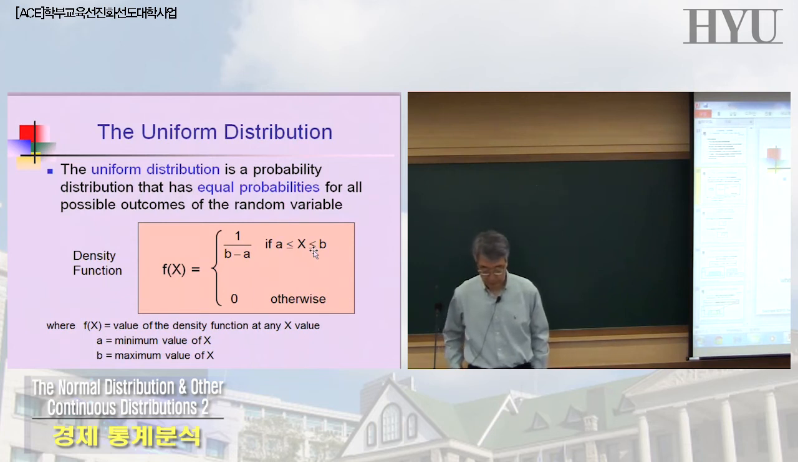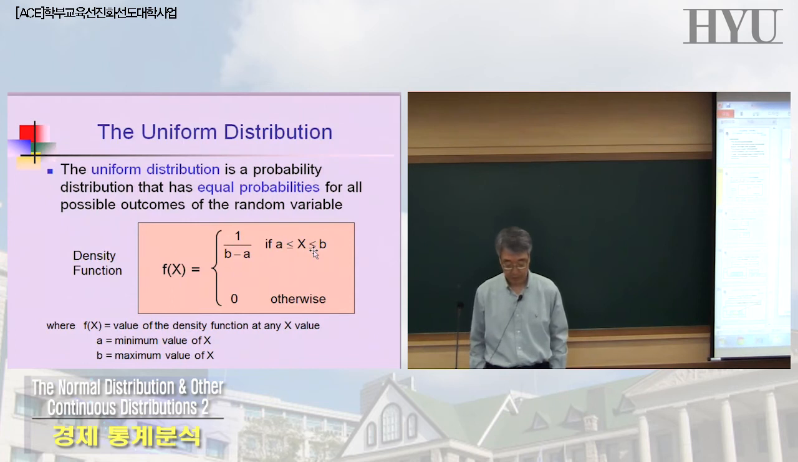All right, so minimum value is A and maximum value x can take is B. But the probability that you will find x at any single point between A and B is equal. So all the values between A and B are equally likely. That's the concept of uniform distribution. And outside this range, the probability that the random variable will take any value outside A and B is, of course, 0.